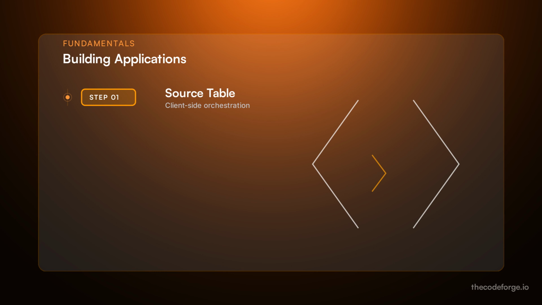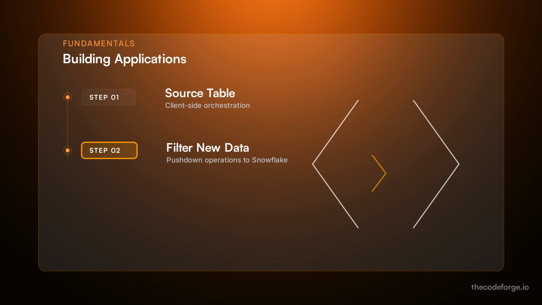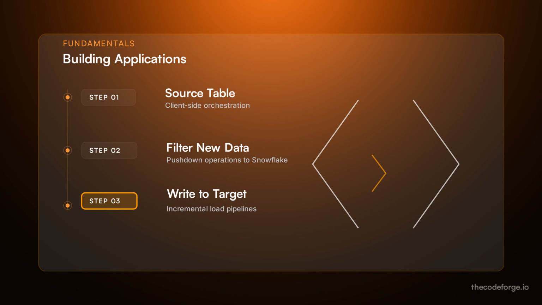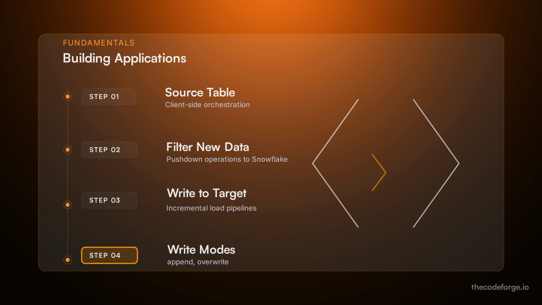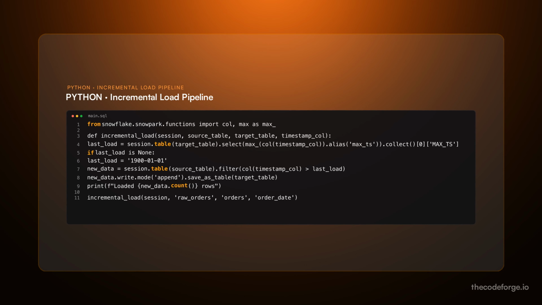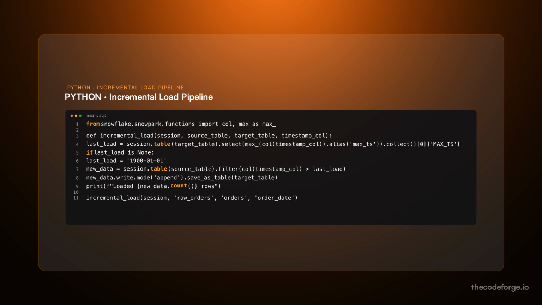Snowpark can be used to build full data pipelines. Starting from a source table, the orchestration logic runs locally, but data frame operations are pushed down. You can filter new data on a timestamp column and then write to a target table, appending or overwriting as needed. This incremental load function gets the last loaded timestamp from the target table, filters new data from the source, and appends it. Use write.mode append.save_as_table to persist.